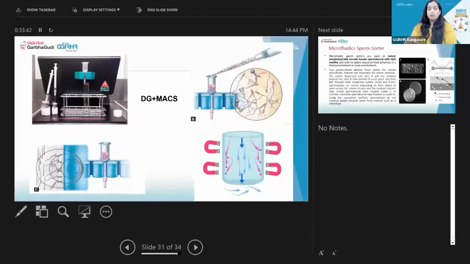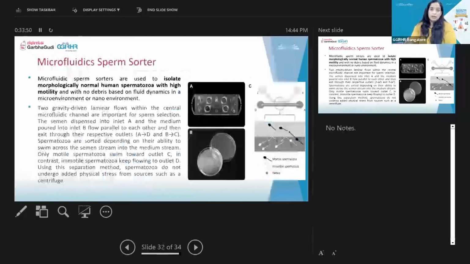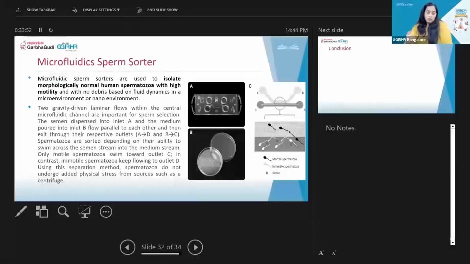As in the image, you can see the damaged DNAs on the sperms are attached in the column. The one which is free flowing will be free of DNA damage, and you can use that sperm which is collected in the tube for the IVF or ICSI purpose.